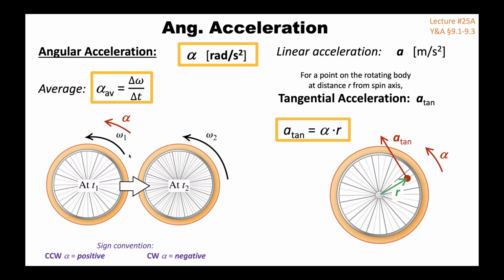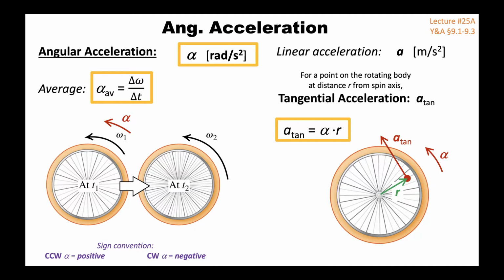In that case, we can see that the angular speed is changing over time. We could ask, what's the rate of change of the angular speed or angular velocity? And that is the angular acceleration. So the average angular acceleration over some time interval is just delta omega over delta t. We could also say what we could call the instantaneous angular acceleration is just alpha at any moment in time.